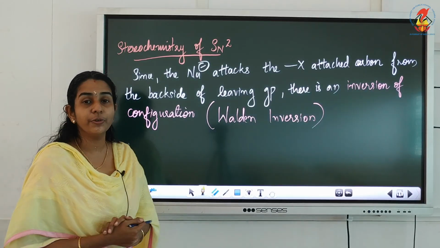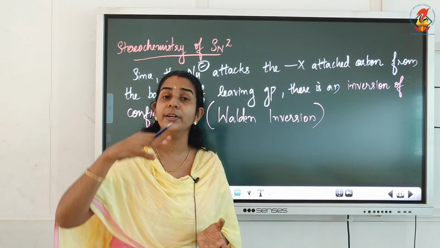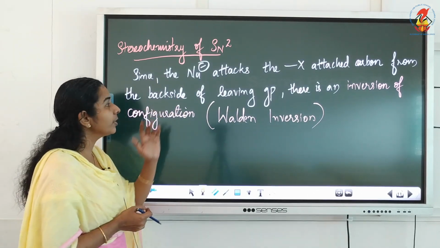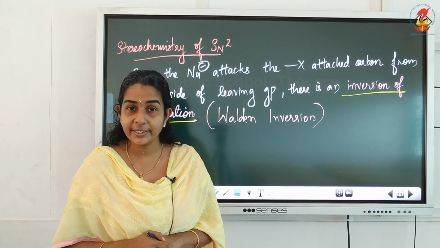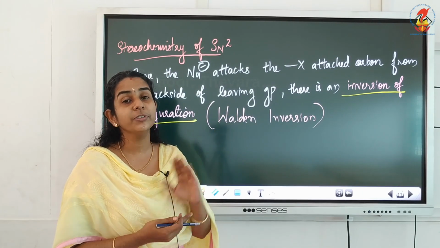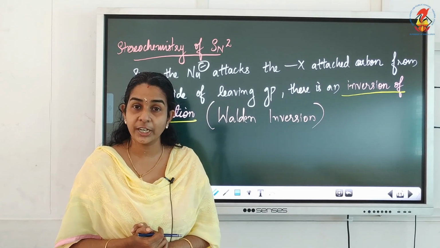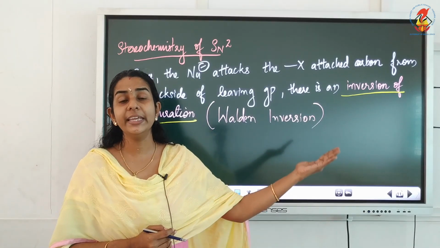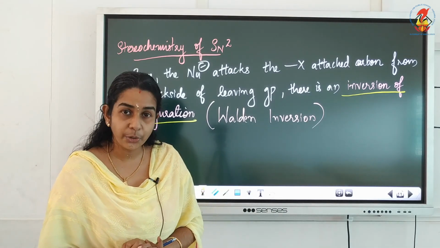Now, what is the stereochemistry of SN2? Just now as we said, since the nucleophile is attacking from the back side of the leaving group, there is an inversion of configuration. This inversion of configuration is also known as Walden inversion. So, the stereochemistry of SN2 is inversion of configuration. What is meant by inversion of configuration? If we take a dextrorotatory alkyl halide, the product will be levorotatory. If we take a levorotatory alkyl halide, the product will be dextrorotatory.